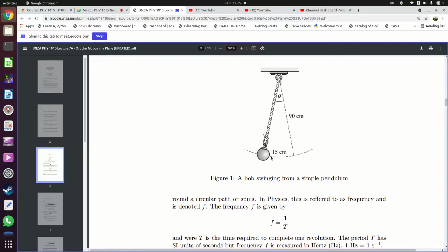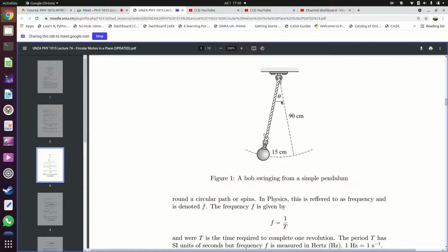So this 15 centimeters is the actual distance which the bob moves, but it's moving in a circular path, as you can see. So the path through which the bob moves is part of a circular path. The length of the pendulum becomes the radius of this circle. So the radius is going to be 90 centimeters, and the actual distance through which the bob moves is 15 centimeters here. So we can find what this is.